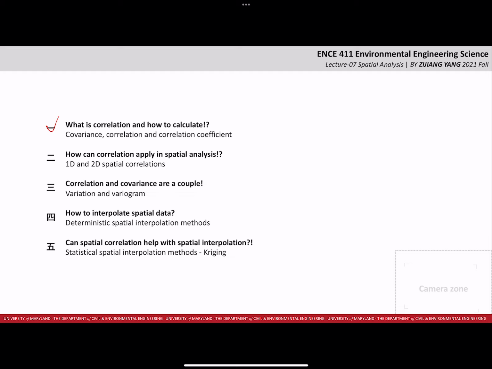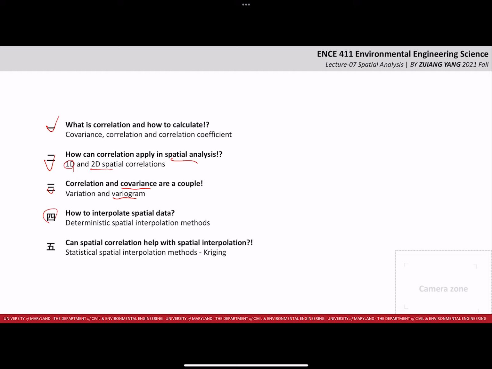So first, I would like to talk about correlation and how to calculate the correlation, because correlation will be helpful for spatial analysis. And then we are going to talk about how correlation can be applied in spatial analysis. I will use the 1D spatial data as an example, and I will briefly talk about 2D spatial correlations. And then I also want to introduce another concept, which is covariance. Correlation and covariance are a couple. And I will also introduce variogram.